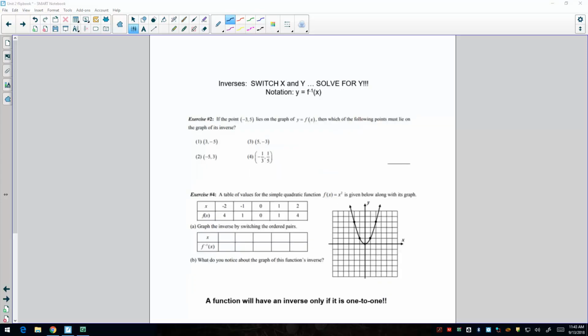Okay, so 2.6 is titled Inverses. Inverses are a lot of fun, actually. You're going to take a function, and to do the inverse, you are simply going to switch the x with the y. And then to turn it into normal function notation, you have to get y alone. Now, don't forget, sometimes y is also known as f of x. So it could be written that way as well.